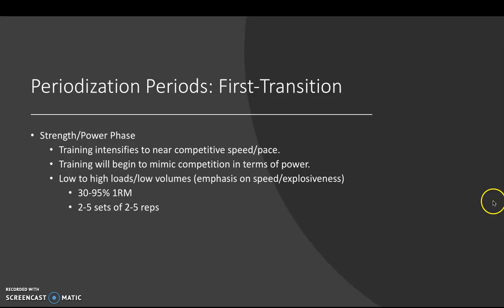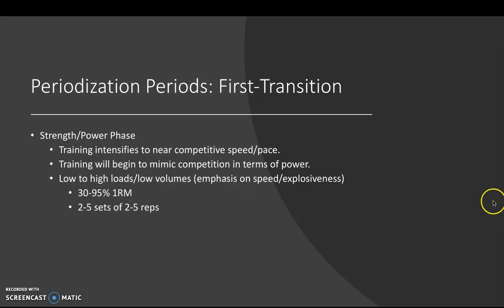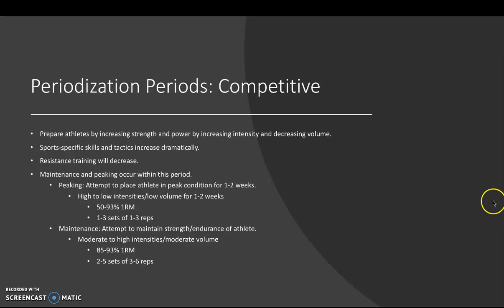So we're not necessarily going to be like we saw with that 80 to 95% of your 1RM with that heavy load, but it can be up to 95, but as low as 30. Because once again, we're working on being as explosive as possible. And to do that, we want to have high quality movement. So we also keep that volume pretty low with 2 to 5 sets of 2 to 5 reps, so we can really focus on having the best potential movement we can possibly have.